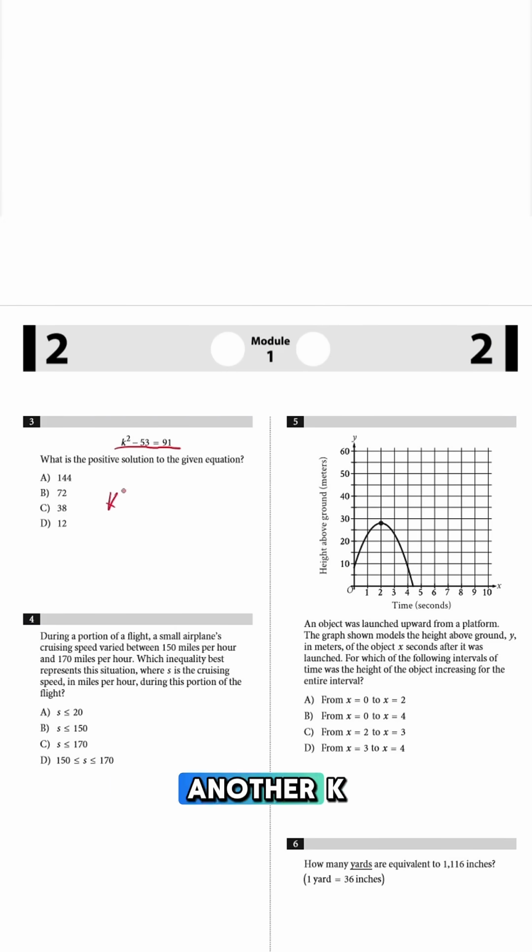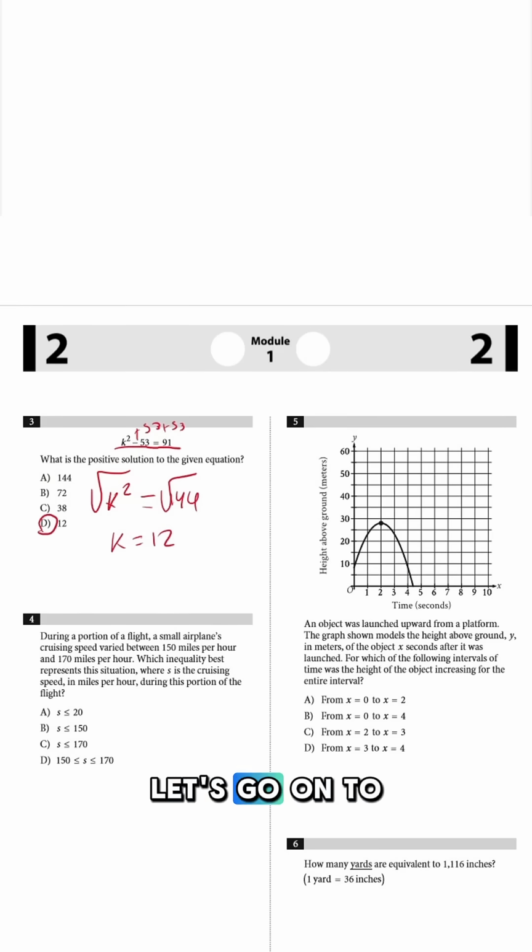Since we don't have another k, I can just say k squared equals, add the 53 to the other side, and I'm going to have 144. That means that if I take the square root of both sides, I'm going to have k equals 12. This is going to be my answer. So let's go on to 4.